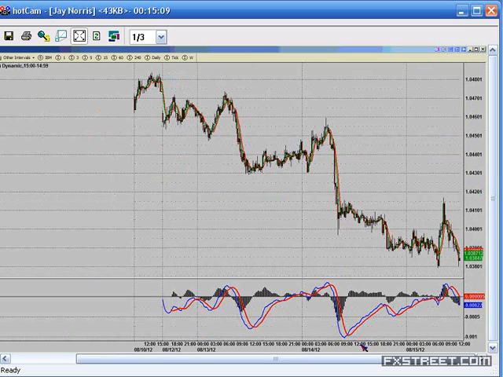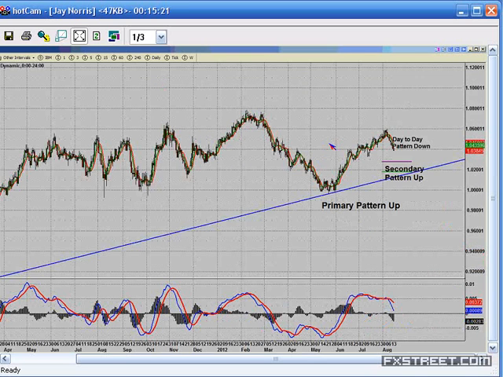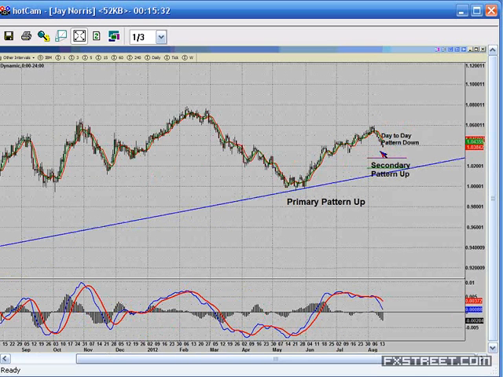This is interesting because this was the leader. The Aussie CAD was the strongest Aussie pair. We could see the primaries up, secondaries up, day-to-day patterns down now. So that day-to-day pattern shifted. That's interesting. We're going to see how much of a leader that is if the other markets follow suit and sell off too. We'll have to see. But currently, the primaries up, the secondaries up. This would still be considered a counter trend move.